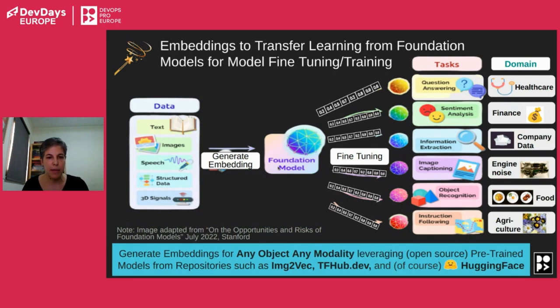Those embeddings allow us to transfer learning from any model for any object, any modality. And most of these models are available in repositories like Image2Vec and TensorFlow Hub, and of course Hugging Face, for free. They are open source, not all of them. OpenAI's GPT-4 isn't open sourced, but you have to pay for it.